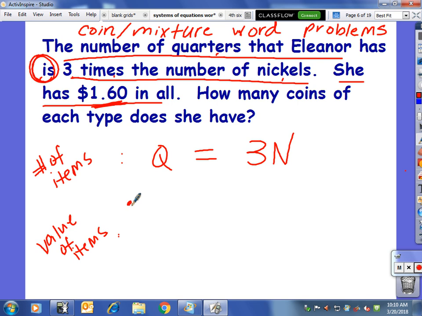So it's 25 cents times every quarter plus 5 cents, not 0.5, but 0.05 times every nickel. That equals $1.60.